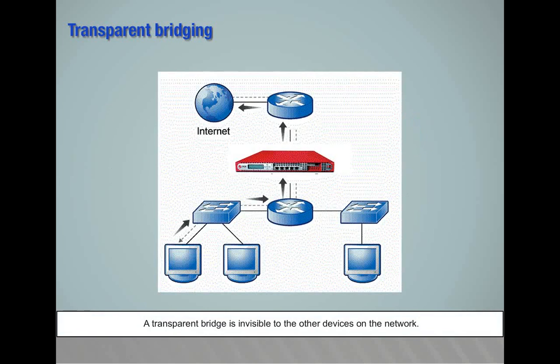A transparent bridge is invisible to the other devices on the network. Transparent bridges perform only the function of blocking or forwarding data based on the MAC address. The devices on the network are oblivious to these bridges' existence. Transparent bridges are by far the most popular types of bridges.